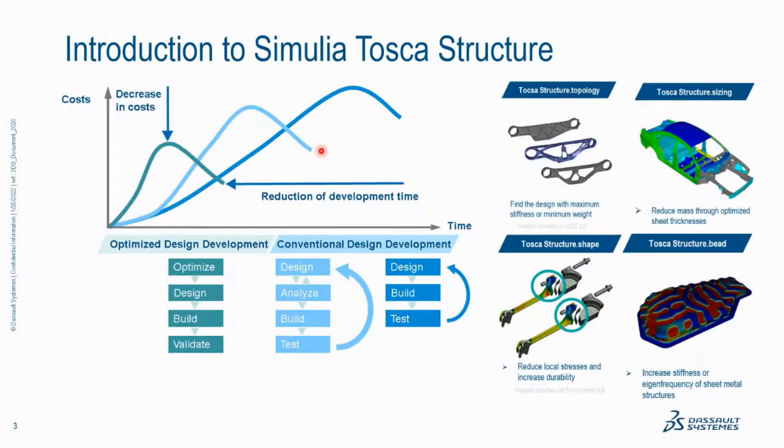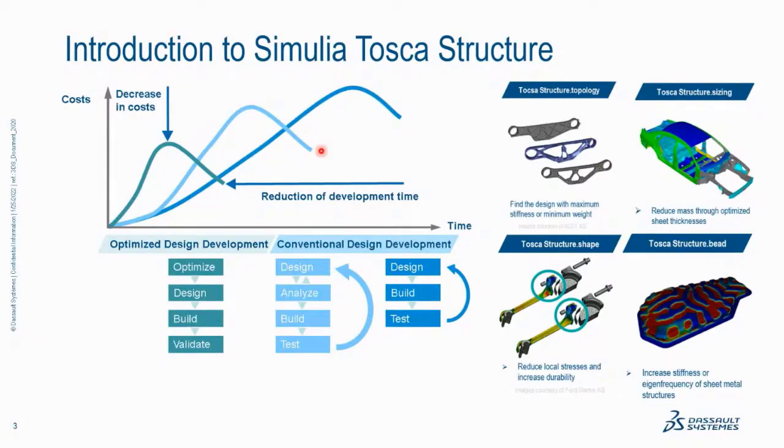And then Tosca iterates over the initial design and uses some mathematical algorithms to make sure that a design is achieved where all this is possible. So ideally, you should have only one prototype and one validation at the end of this process. And this reduces the development time, and it also decreases the cost of development.